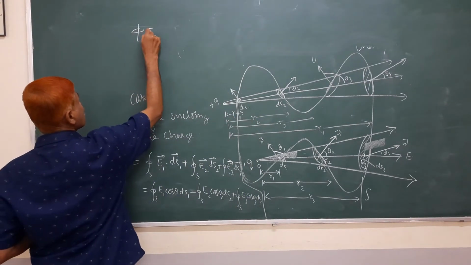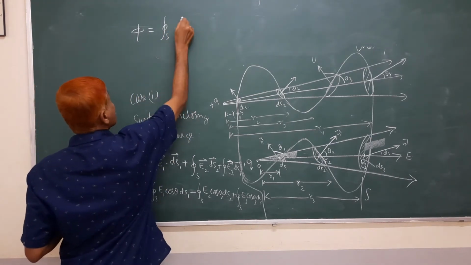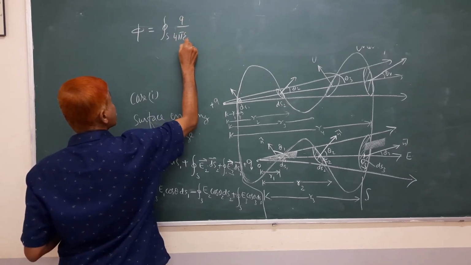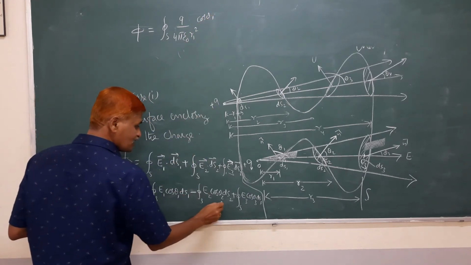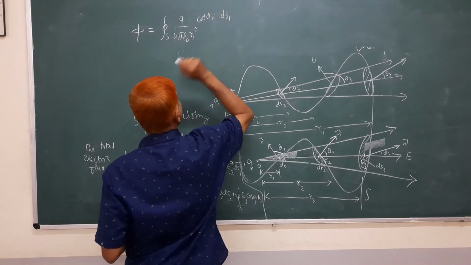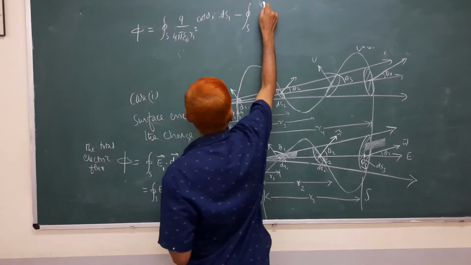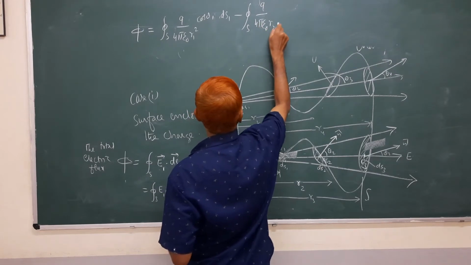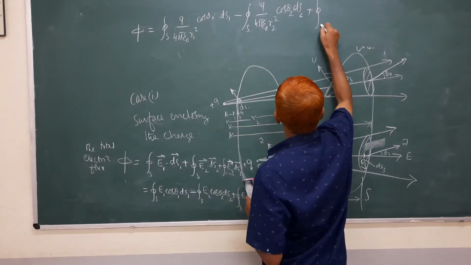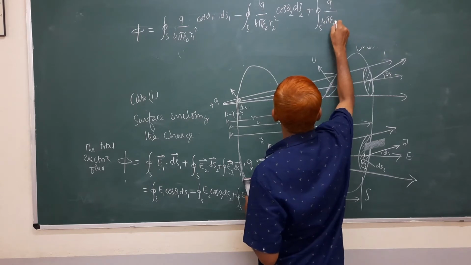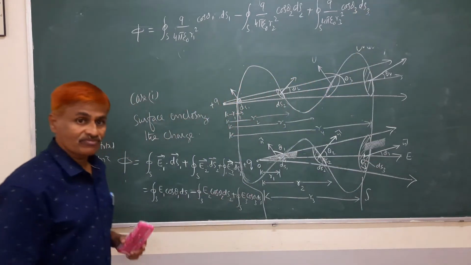The flux phi is equal to the surface integral of E1, which can be written as Q divided by 4 pi epsilon R1 square cos theta 1 into ds1, minus the surface integral of Q divided by 4 pi epsilon R2 square cos theta 2 into ds2, plus the surface integral of Q divided by 4 pi epsilon R3 square cos theta 3 ds3. Like this we write.